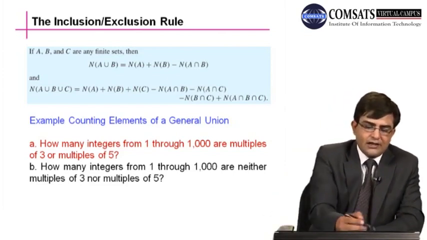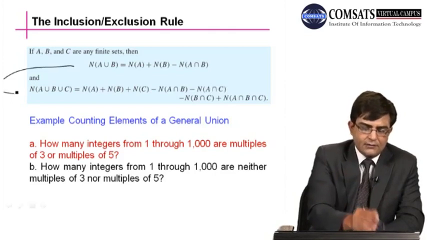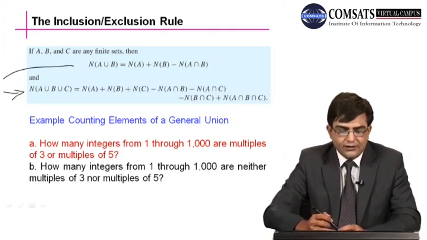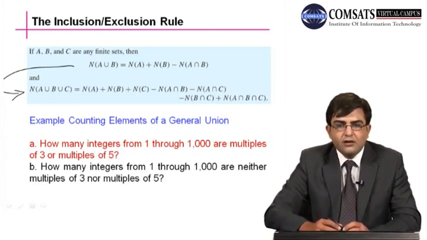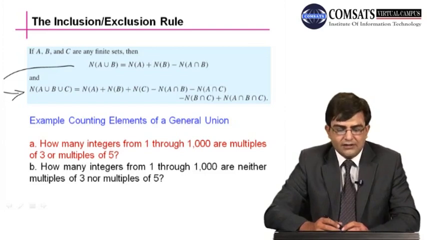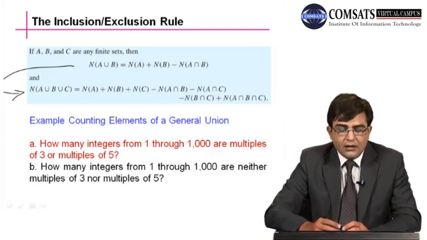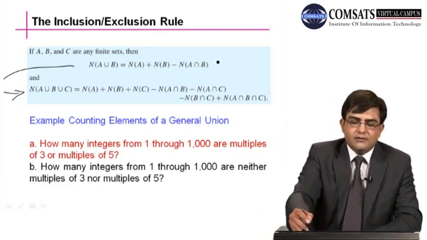And the more generalized version of this inclusion-exclusion rule is for three sets A, B, C. n of A union B union C is equal to n of A plus n of B plus n of C minus n of A intersection B minus n of A intersection C minus n of B intersection C plus n of A intersection B intersection C. So this is basically the more general formula of this formula.